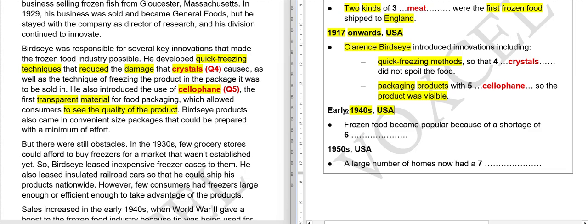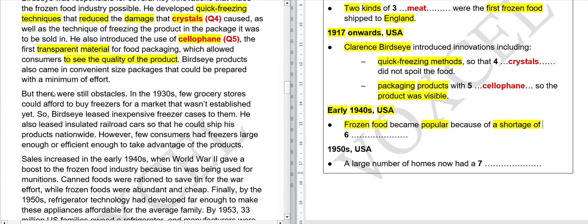Early 1940s USA. So in the early 1940s, what year could it be? From 1941 to 44. Frozen food became popular because of a shortage of something. So there was a shortage of something, some material or some food product, like shortage of fresh food, but we cannot write two words. Something like shortage of gas, shortage of fuel to cook. So here should be shortage of something. Let's see.